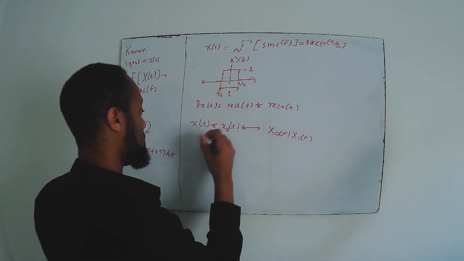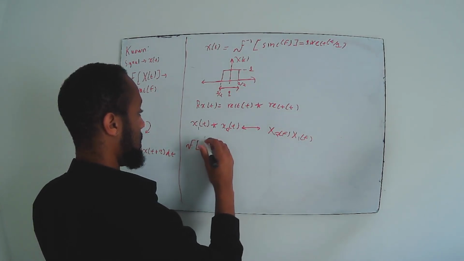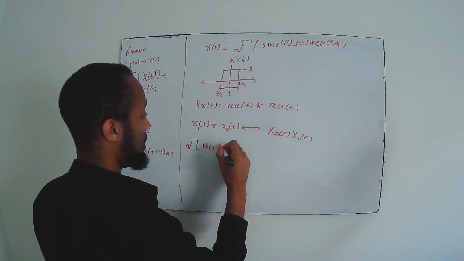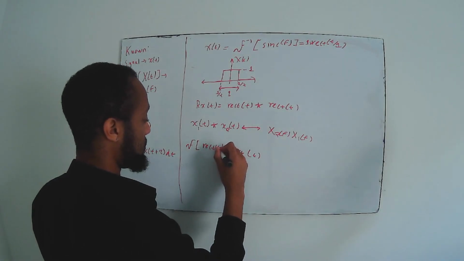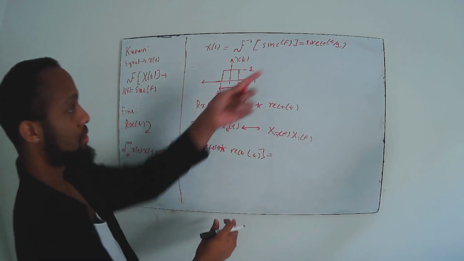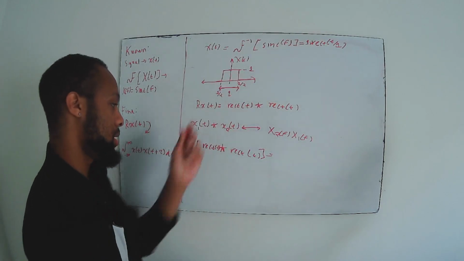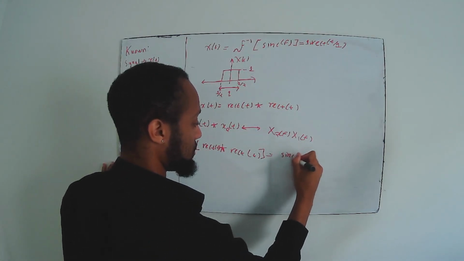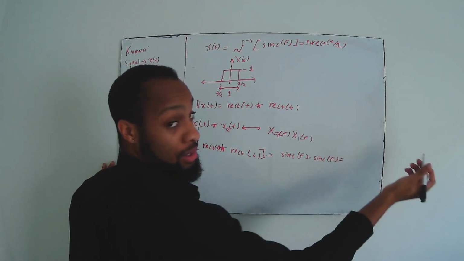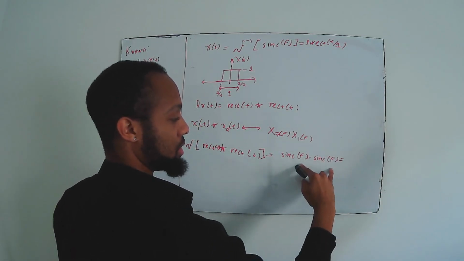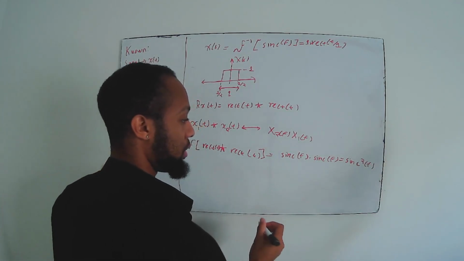So let's take the Fourier transform of rect of t convolved with rect of t. We know the Fourier transform of rect is sinc, because the inverse Fourier transform of sinc is rect. So we get sinc f times sinc f. When you have two identical functions multiplied by one another, you get sinc squared of f.